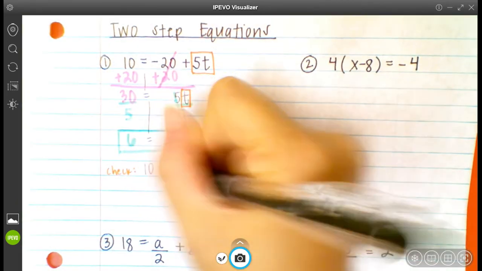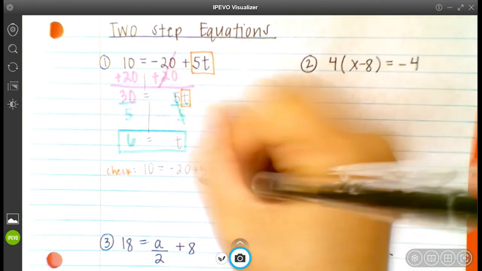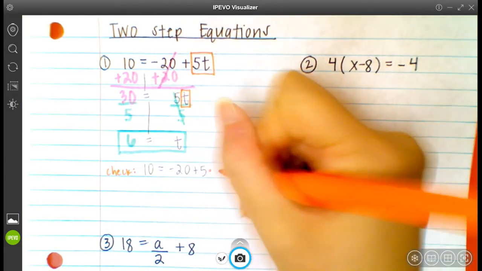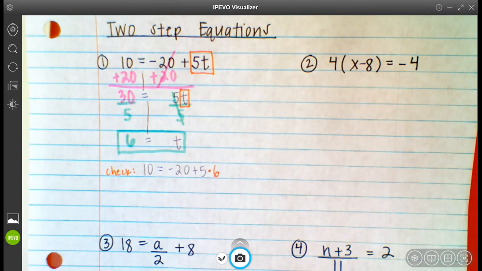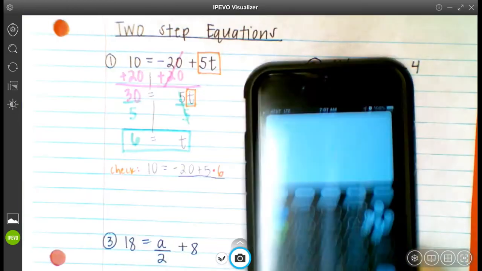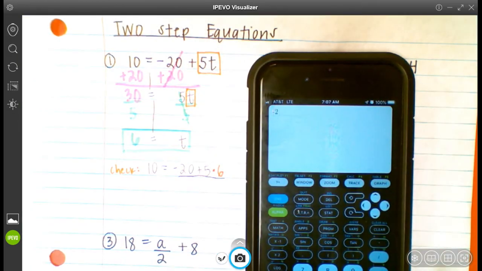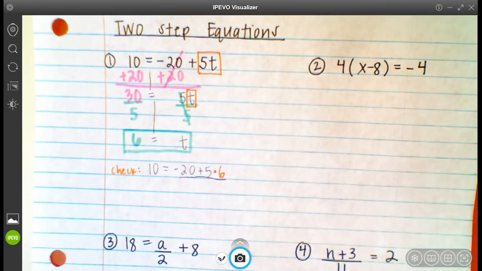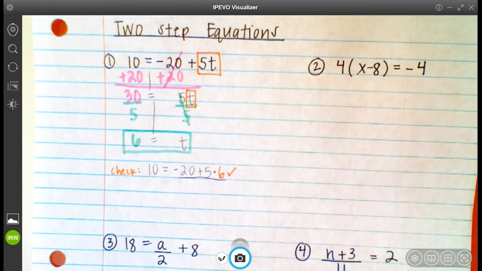So if I take 10 equals negative 20 plus 5 times our t, which is 6, we could literally type all of this into our calculator. So let's do that together here. Negative 20 plus 5 times 6 is 10. So it in fact equals 10, which means that it has to be our answer or our solution. So 6 is t.